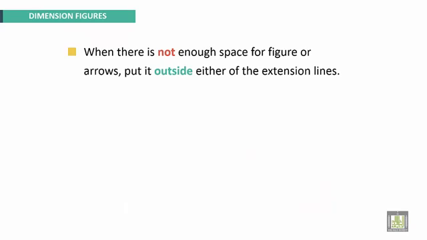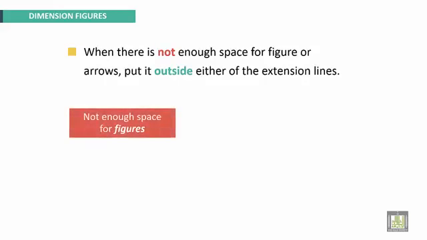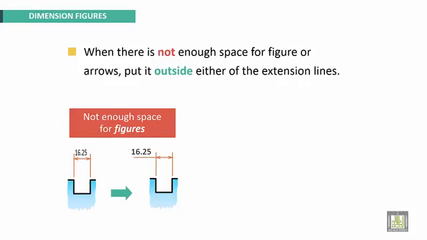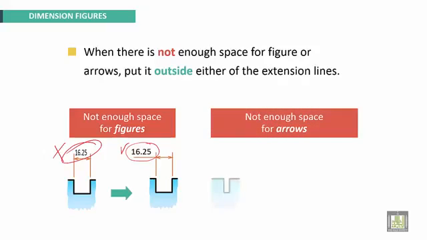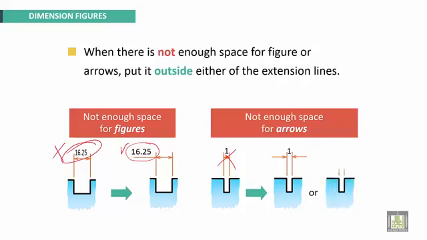When there is not enough space for figures or arrows, put them outside either of the extension lines. There is not enough space for these figures, for example. Extend the dimension line and put it outside. Okay? This is good. This is not good. Not enough space for arrows, like this shape, for example. This is not good. Then we have to put arrows and number outside. If it is enough for the number, okay. Okay.